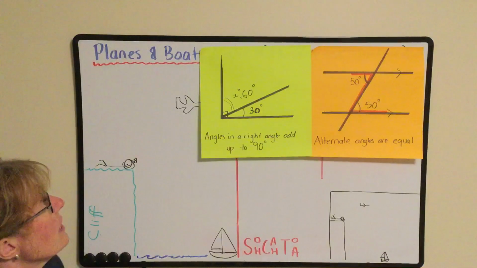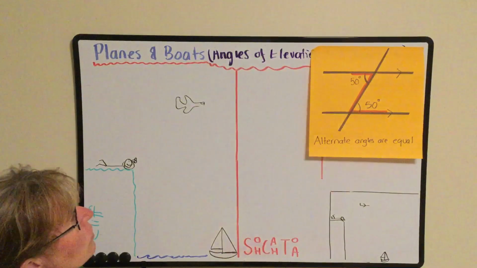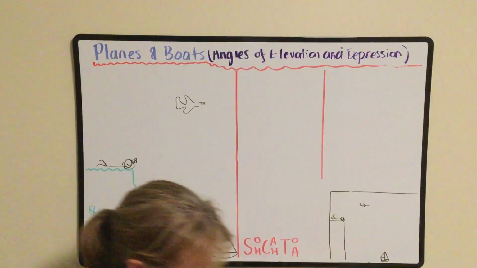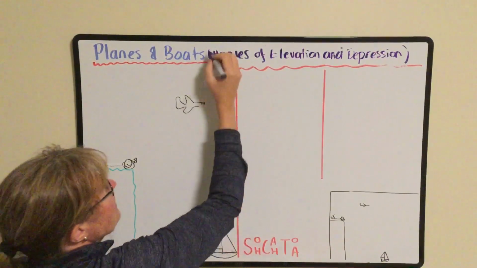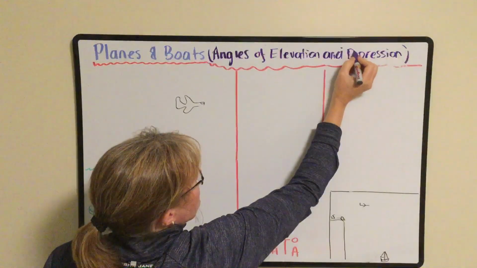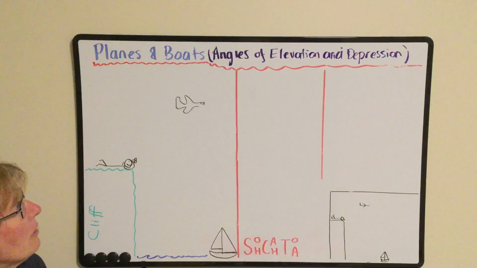All right, I've called this lesson Planes and Boats, but more traditionally it would be called Angles of Elevation and Depression. So that's what we're going to look at today. I should tidy that up a little bit. So that's an A for angles and elevation and depression. All right, but I'm going to talk about planes and boats because that's much more fun.